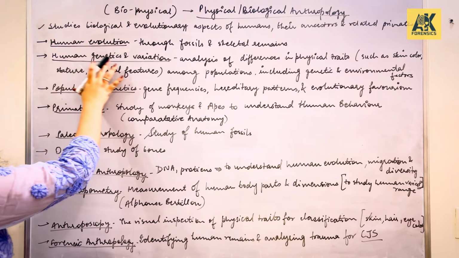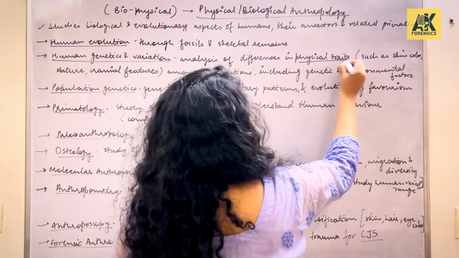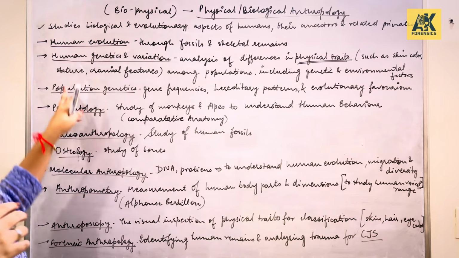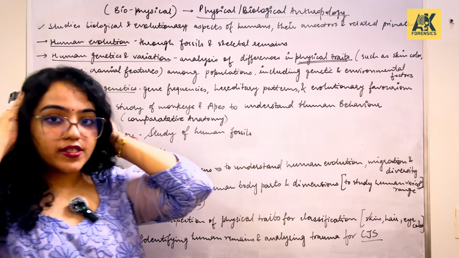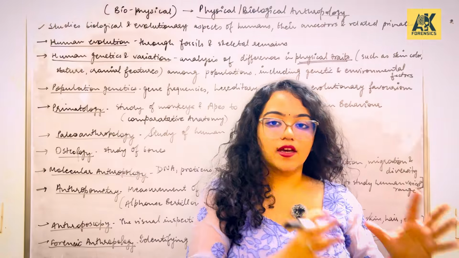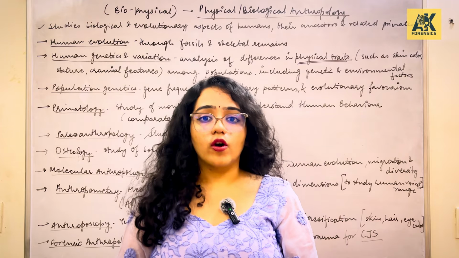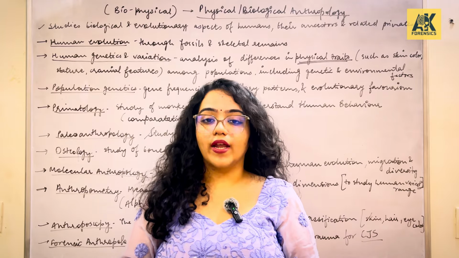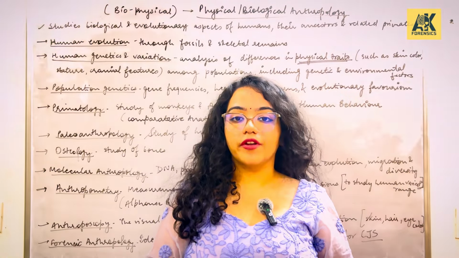Then comes the human genetics and variation. So analysis of different physical traits. Okay, what is our skin color, our height, stature, which is the height, the built of an individual, right? What are our cranial features, so going from one race to another. So if we compare a Negroid skull, a Mongoloid skull and a Caucasian skull, would they be the same or would there be some differences, because race plays an important role and is a distinguishing factor for establishing the identity of an individual, right?